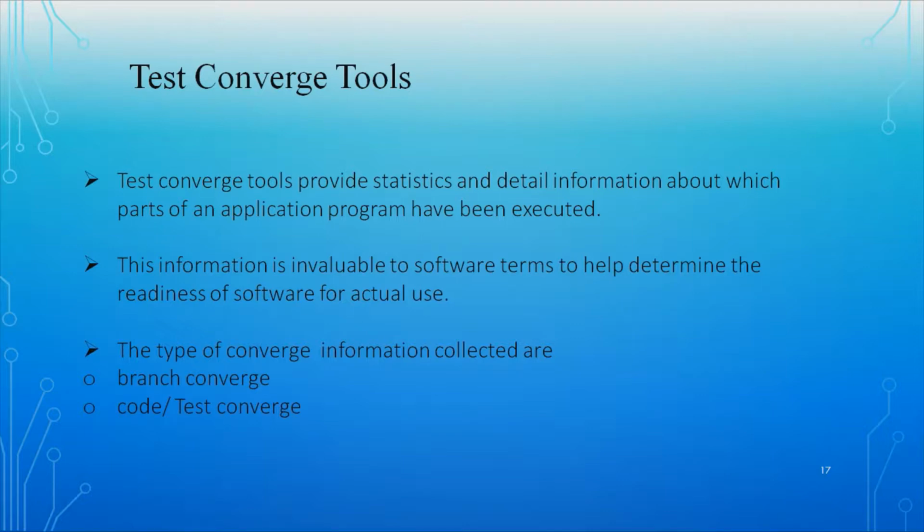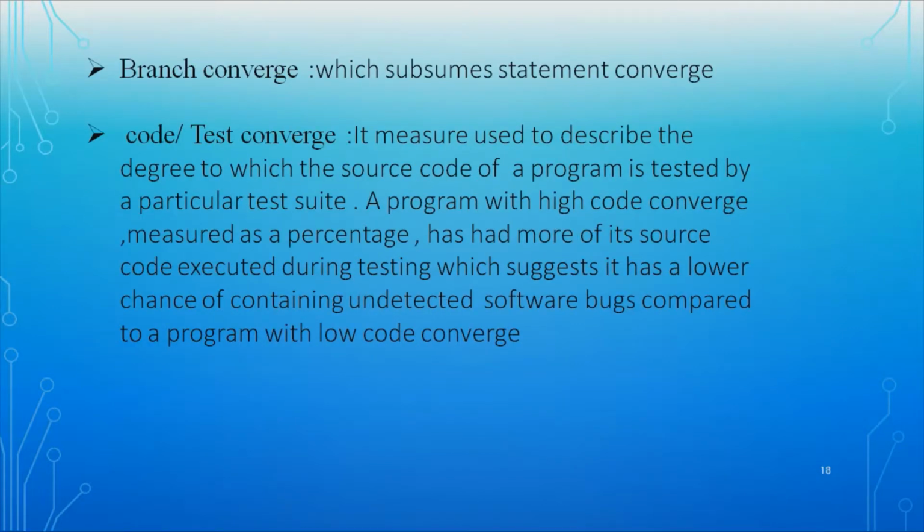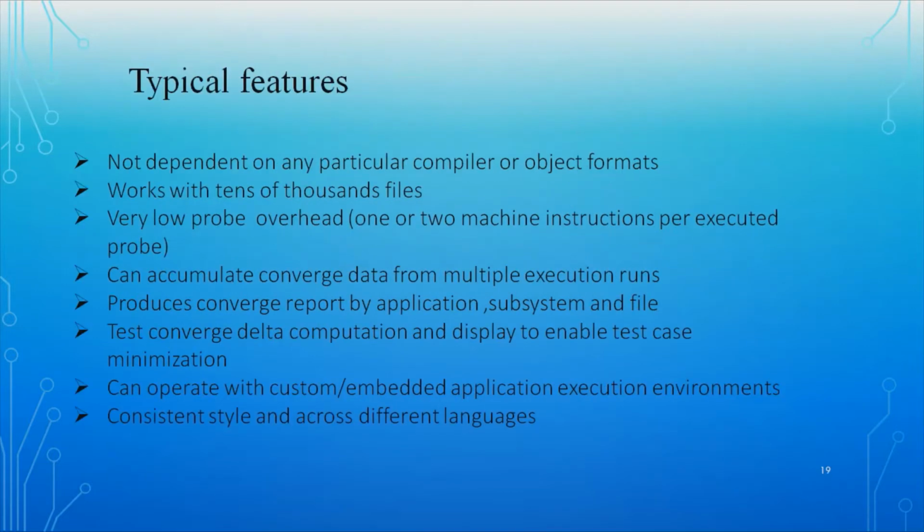The types of coverage information collected are branch coverage and code or test coverage. Branch coverage is a subset of statement coverage. Code or test coverage is a measure used to describe the degree to which the source code of a program is tested by a particular test suite. A program with a high code coverage, measured as a percentage, has had more of its source code executed during testing, which suggests it has a lower chance of containing undetected software bugs compared to a program with low code coverage.